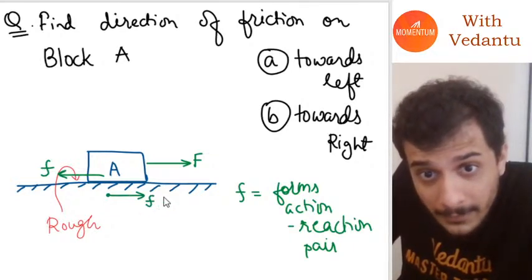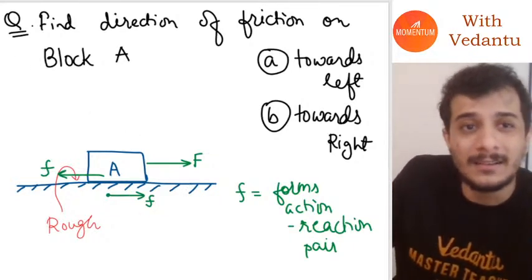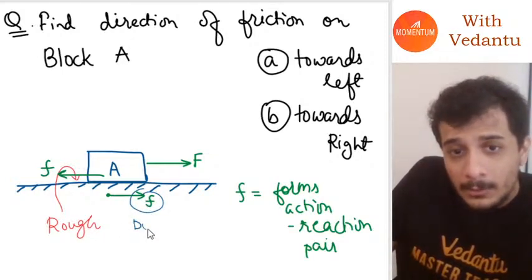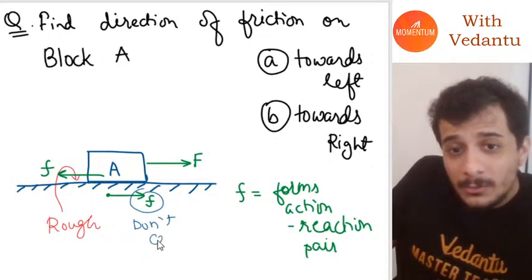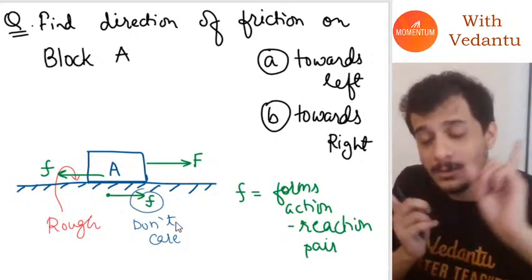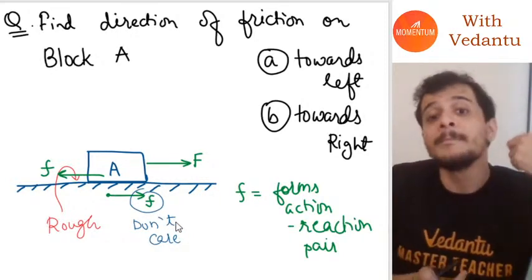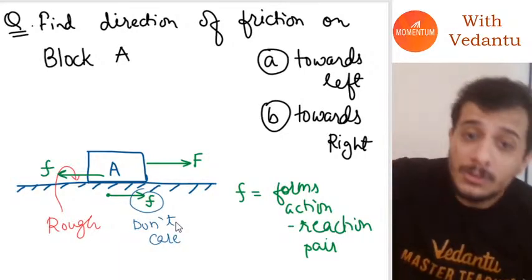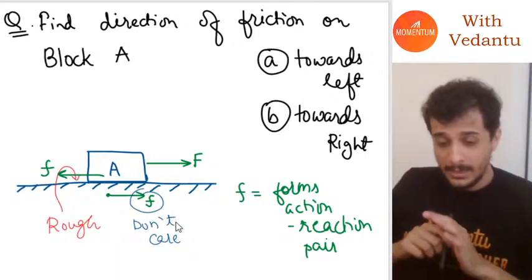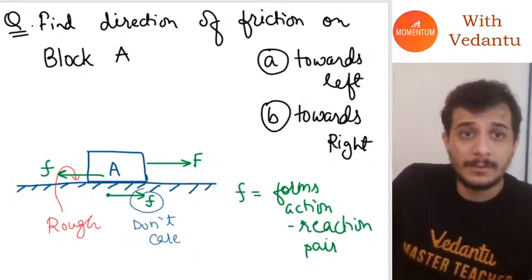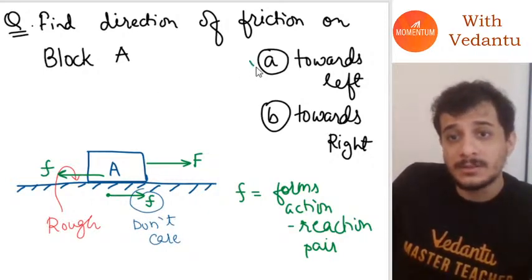The ground will feel a force of friction in this direction, but in general, we do not care about forces on the ground, so we don't make them in the diagram. But you have to remember, force of friction forms an action reaction pair. If there is friction towards left on the block, there will be friction towards right on the ground. You have to remember that. The answer to the first question, I think everybody gave me correctly, it will be towards the left.